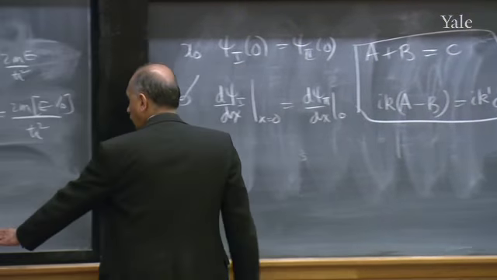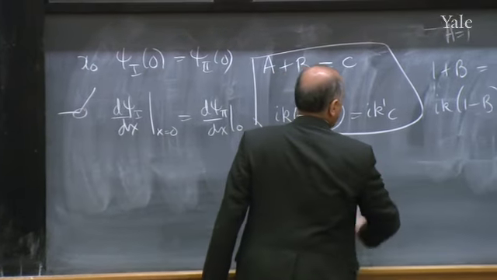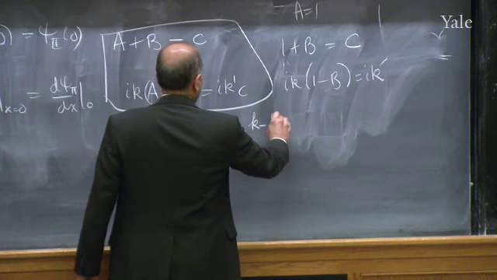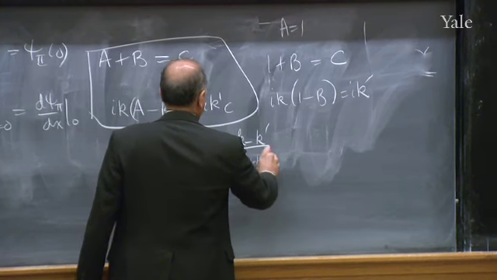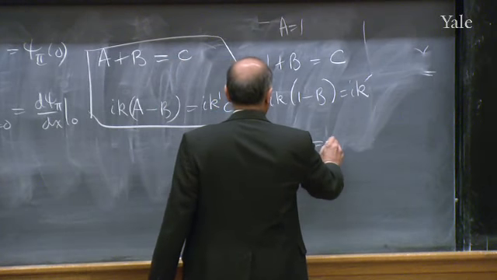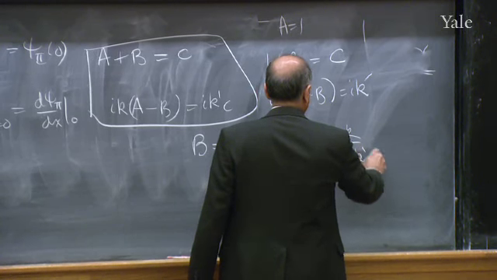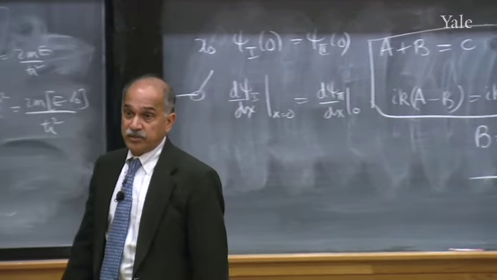Now, of course, you can solve for B and you can solve for C. And I'm not going to do that here. It's very easy. You're going to find B is equal to k minus k prime over k plus k prime. You're going to find C is equal to 2k over k plus k prime. That's simple algebra of simultaneous equations.